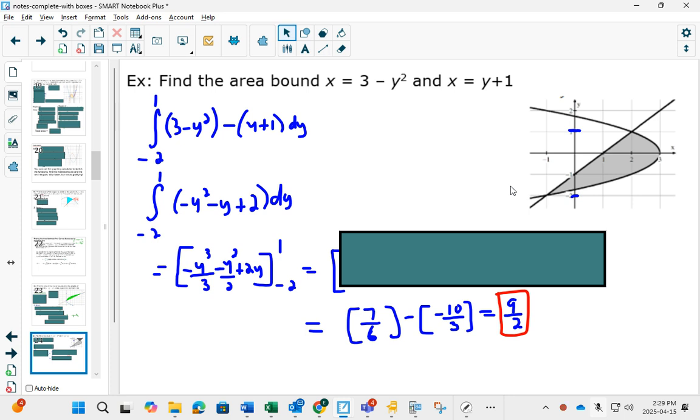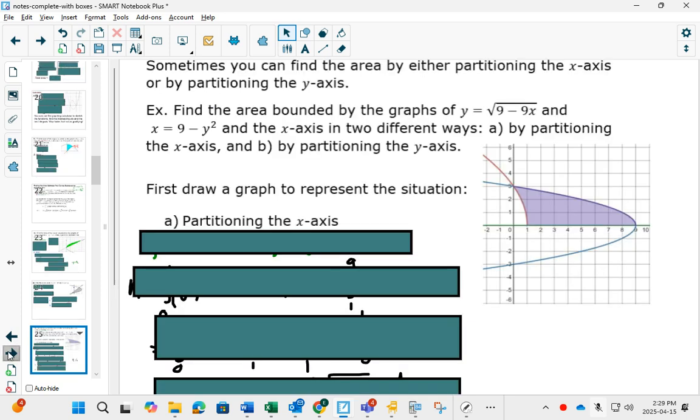Next one's fun. They're all fun, in my opinion. But, oh my goodness. They give you one equation that's y equals, and one equation that's x equals. And you need to find that area. So you sort of have a choice. Do you want to break it up along the x-axis and figure it out? Or do you want to break it up along the y-axis?